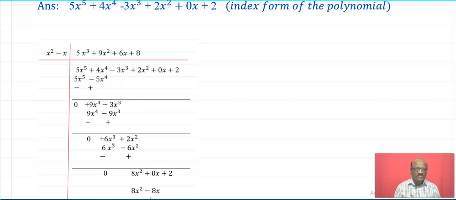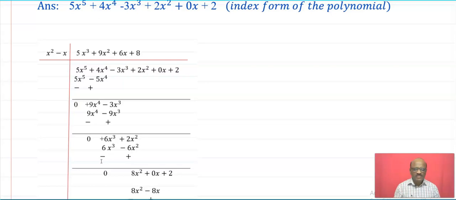Again see this here. The term is 6x cube. By which term should we multiply this x square to get 6x cube? It is 6x. If you multiply this x square by 6x, then you will get 6x cube. Again multiply x by this 6x, then you will get minus 6x square.